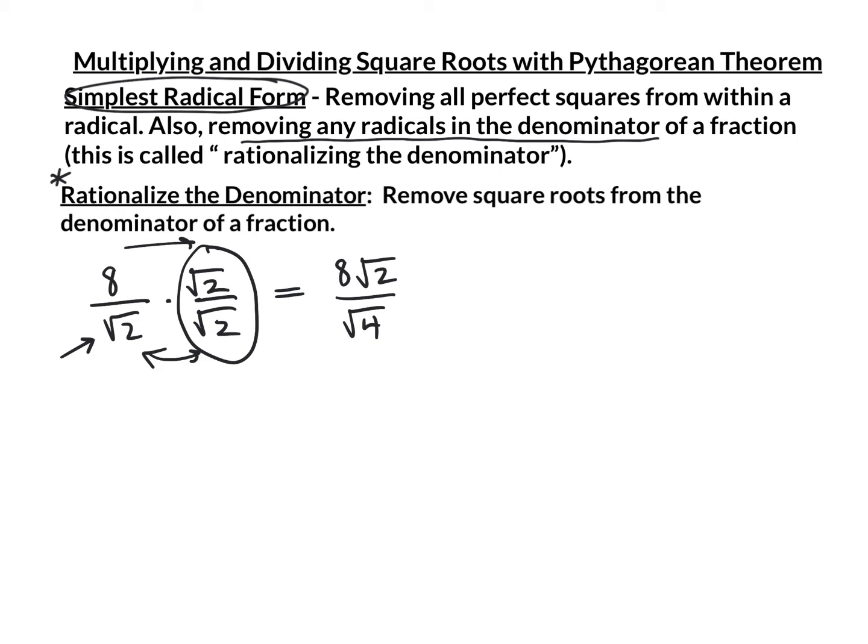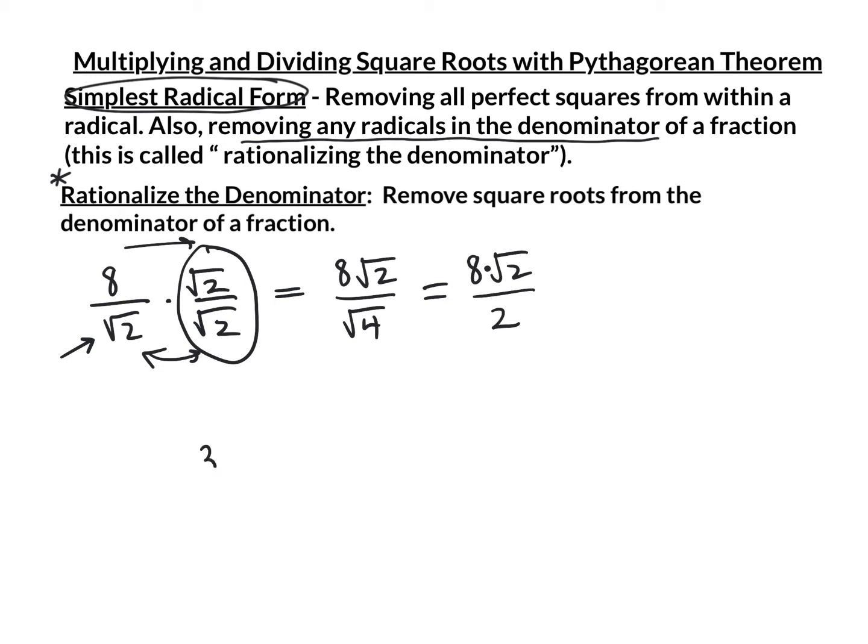That's a perfect square. I can take the square root of 4. It is 2. This is 8 root 2 over 2. Now I need to point something out. There's multiplication right here, and that turns out to be important.